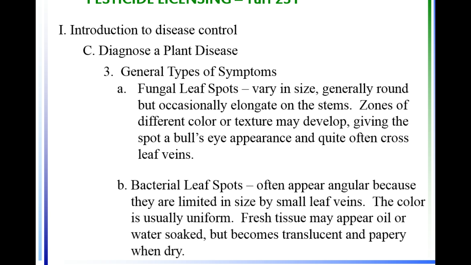Bacterial leaf spots are going to appear more angular in shape because they're usually limited by small leaf veins. The color of these bacterial leaf spots is usually pretty uniform. When it first starts out, the tissue looks a little bit water-soaked, but then after it really takes hold, it becomes more translucent and papery when it becomes dry. But it looks kind of water-soaked in the beginning. So that would be a bacterial leaf spot. So they're going to be much smaller.